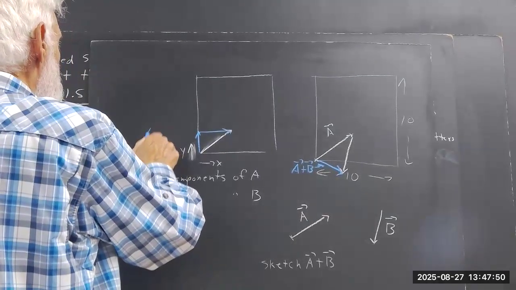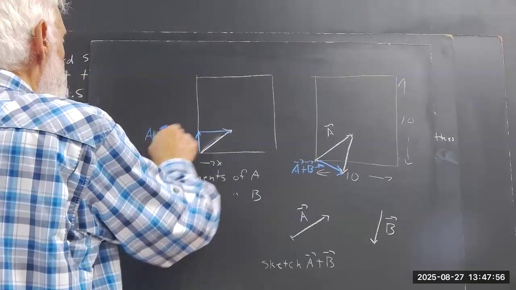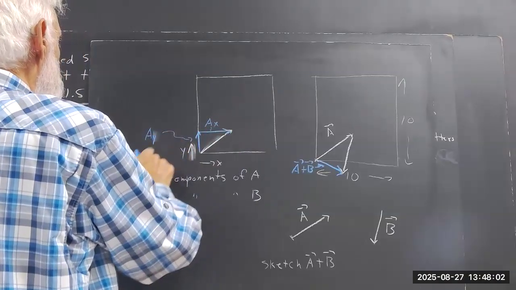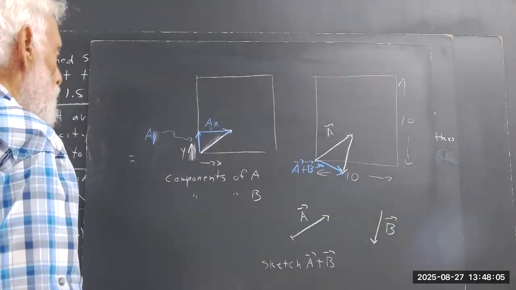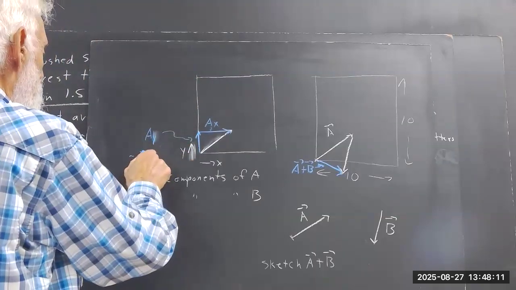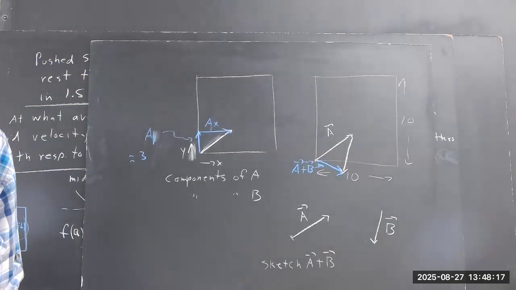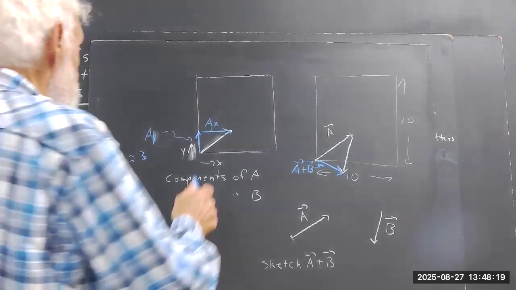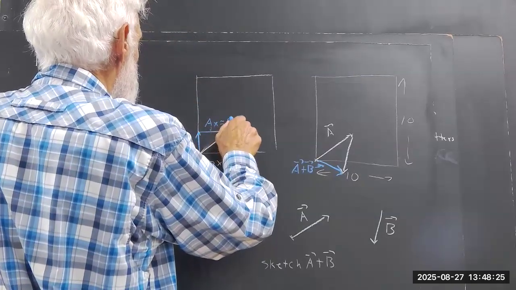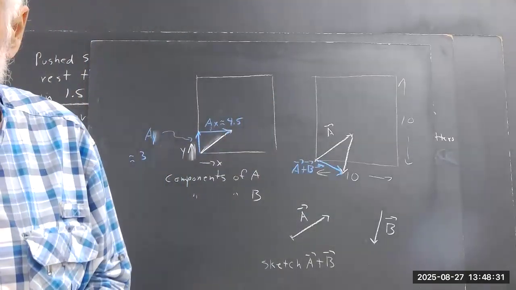These are components A sub X, sorry, A sub Y, and A sub X. A sub Y, if this is 10, this looks like maybe it's 3. Now your picture might be different. I didn't see any numbers that looked ridiculous from anybody that had 2 components. AX looks like it might be, what the heck, 4.5. Okay.